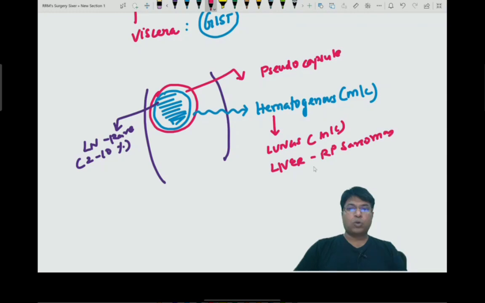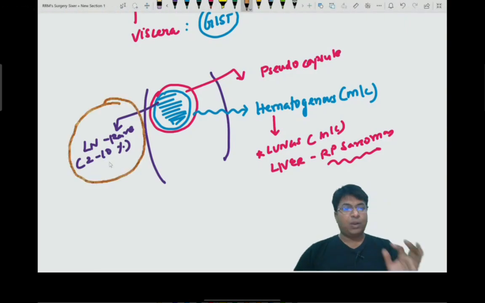So retroperitoneal sarcomas can go to the liver. Otherwise, for all other sarcomas, the most common site is the lungs. Please don't forget when you're operating on sarcomas that lymph node mets is very rare, and only when there is a lymph node mets do we do lymph node dissection. Otherwise, there is no need for lymph node dissection at all. So it is very rare.